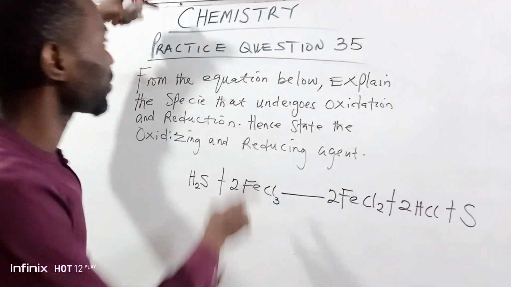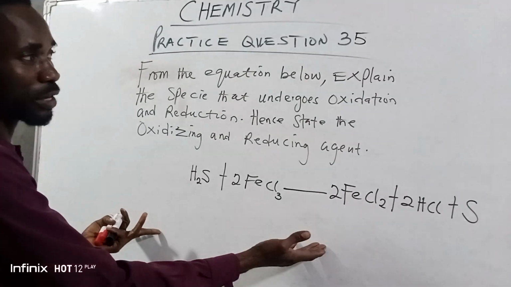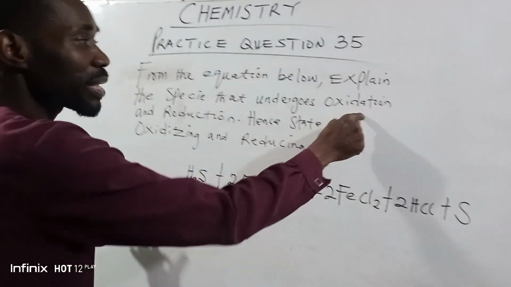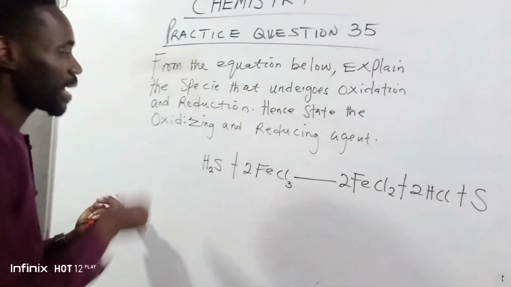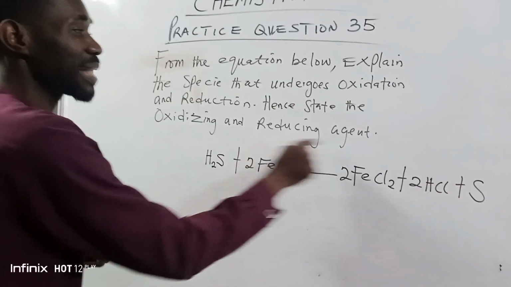Today we are going to take a look at a very simple problem. From the equation below, explain the species that undergoes the process of oxidation and the one that undergoes the process of reduction. Hence, state the oxidizing and reducing agent.